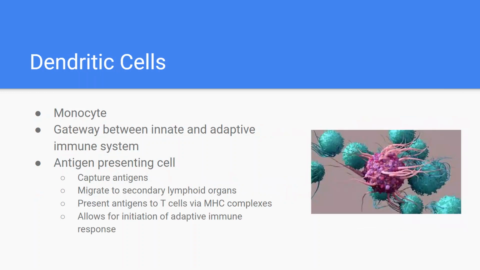Dendritic cells are known as a gateway between the innate and adaptive immune response. So they're technically part of both responses. A dendritic cell is a monocyte, and it is also an antigen presenting cell. So this means that it will capture the antigen, and then with the antigen attached to it, it will migrate to secondary lymphoid organs where it presents antigens to T cells via MHC complexes. And this initiates your adaptive immune response.